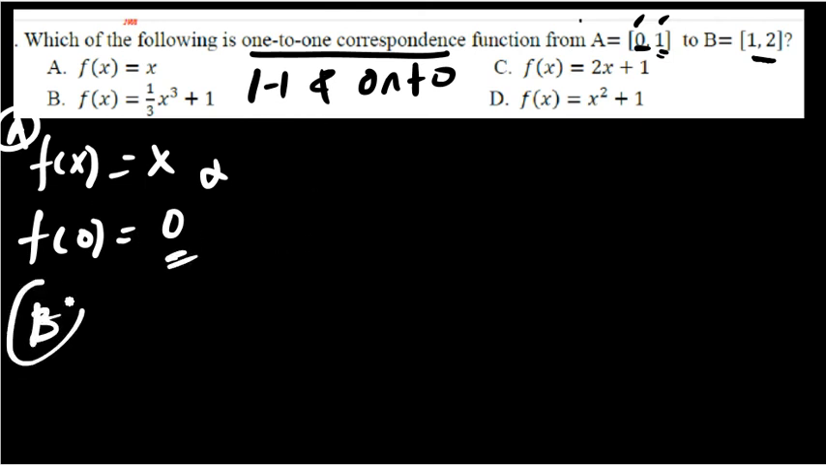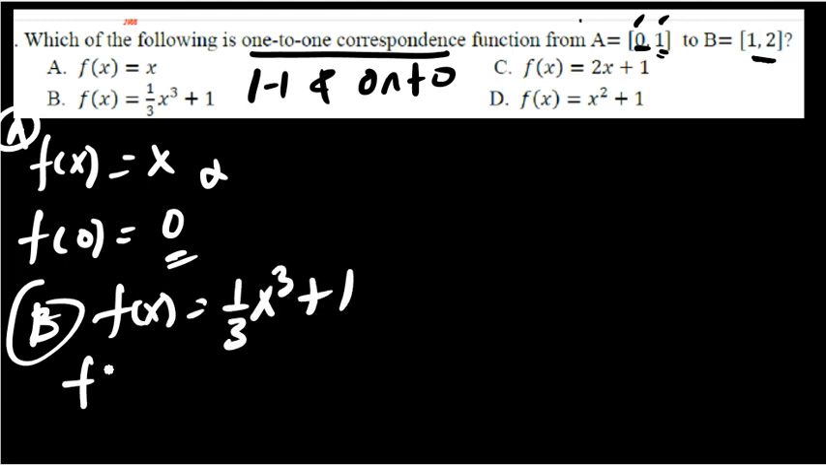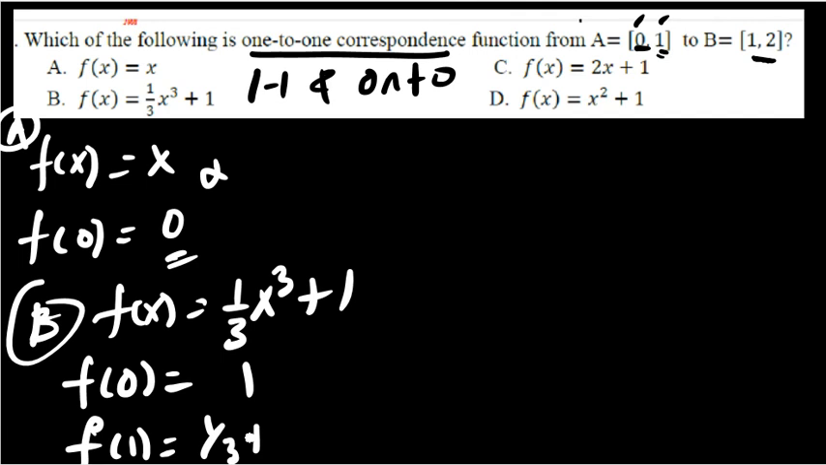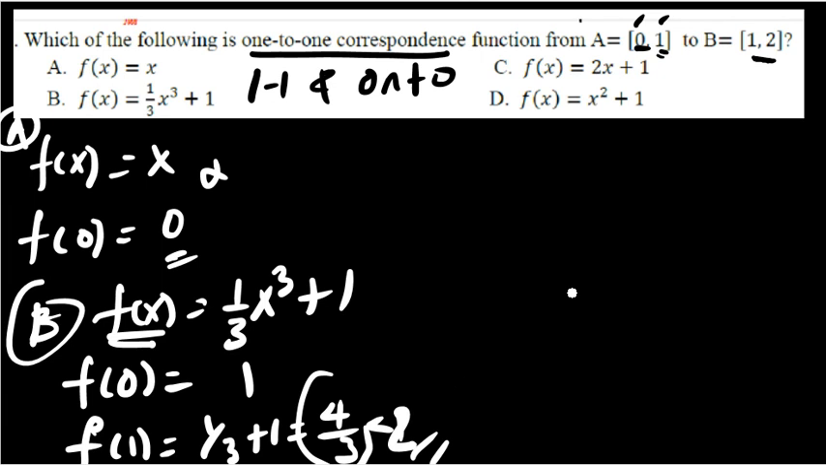Okay, B says f of x is equal to 1 over 3 x cubed plus 1. Again, let's substitute 0. When you substitute 0, it's 1. Okay, that works. What about the last one? When you substitute 1, it will be 1 over 3 plus 1, which is 4 over 3. 4 over 3 is less than 2. This is the maximum outcome that we can have for this function. So the number 2 has no pre-image.